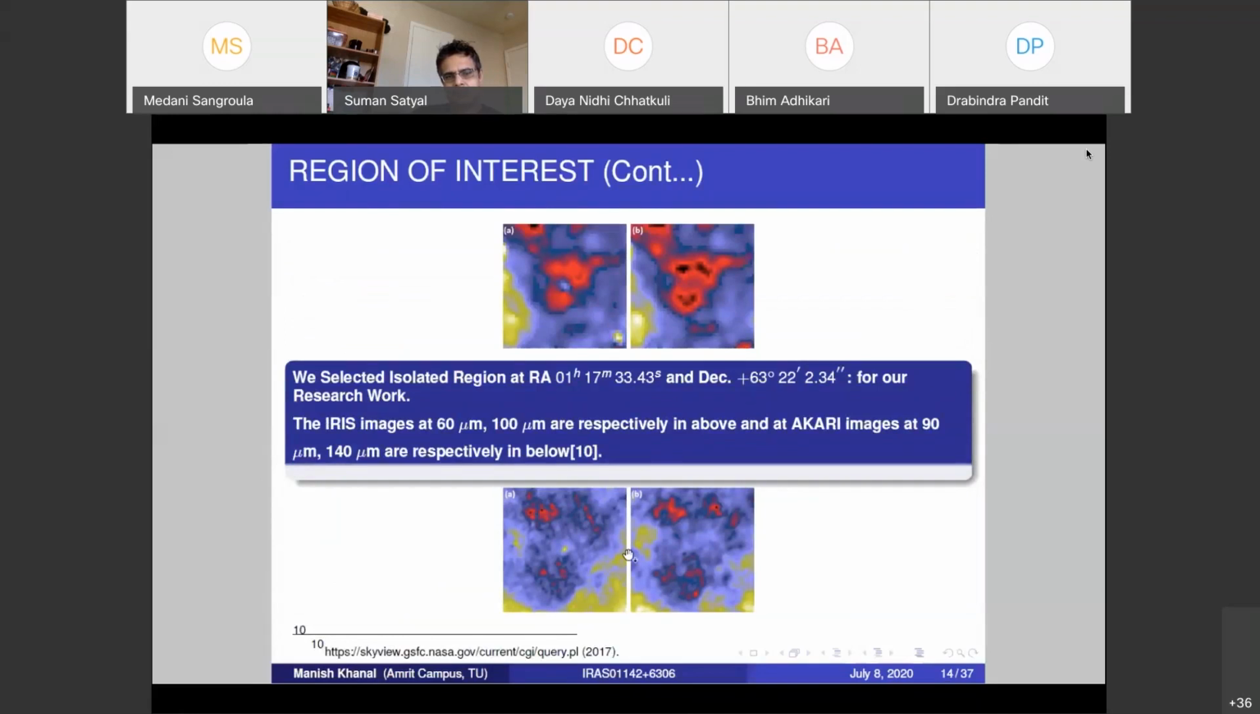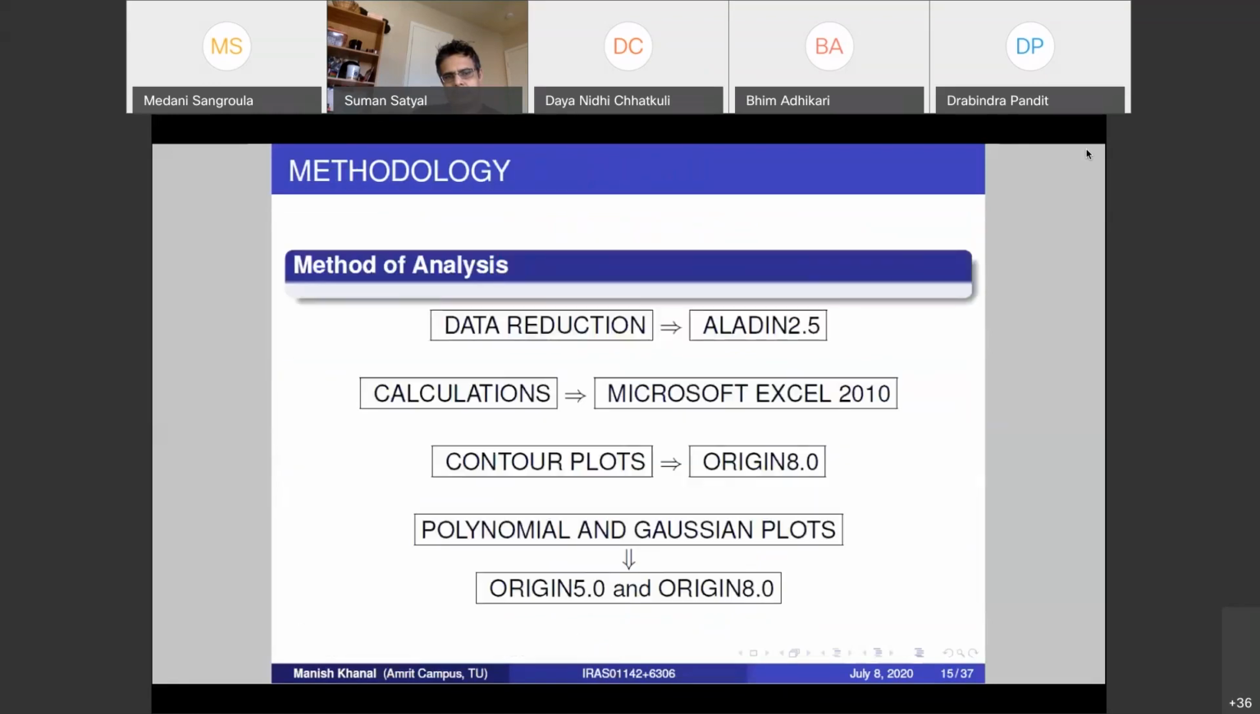First map obtained using Aladdin. Calculation of temperature, dust mass, and intensity of radiation was done using Microsoft Excel. Contour, Gaussian, and polynomial plots were done using Origin, version 5 and version 8.